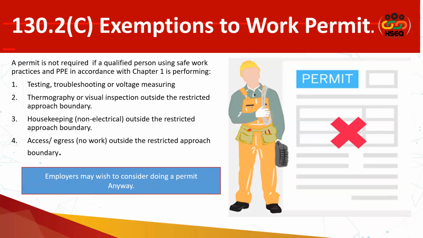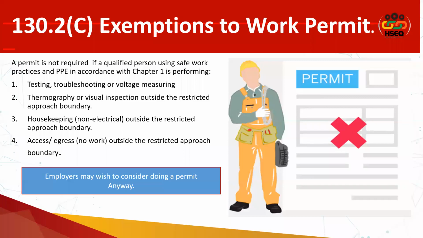But having said this, the tasks he's performing do not indicate that the risk is not there. The risk is there. The shock hazard exists. The arc flash hazard exists. The risk might be there. So what is not there? There is an exemption to the work permit.